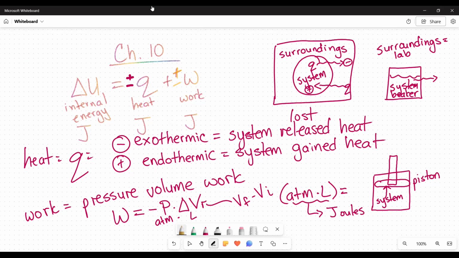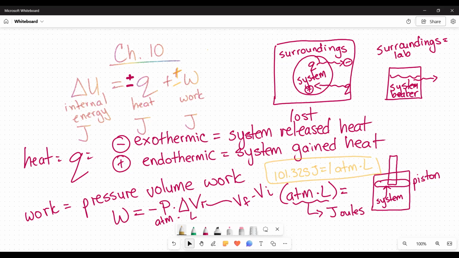101.325 joules equals 1 atm. Thank you. That is the conversion that I needed. 101.325 joules equals 1 atm·liter.